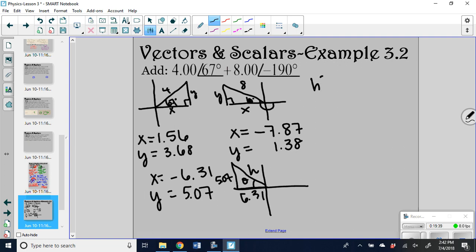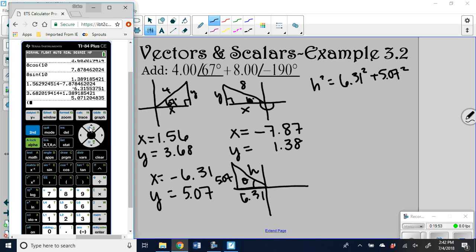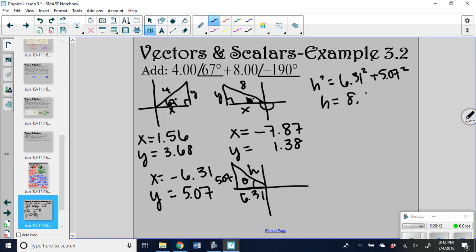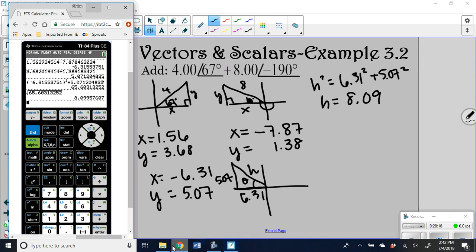So to find your hypotenuse, you're going to use Pythagorean theorem. And you can put the negative on the 6.31. You don't have to, because when you square it, it's going to go away. Plus the 5.07 squared, and that's what h squared equals. So you have to take the square root. And so h equals 8.09, 95.